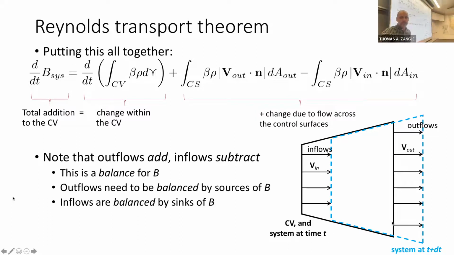So what we're doing here is a balance for B, for the total amount of B. What this is telling us is that outflows need to be balanced by sources of B. So this is our source or sink term. If we have, for example, a lot of smoke being generated within that control volume, remember at the bottom control volume where the smoke generator was, we had a big source of B in that region. That has to be balanced by something, and one way we can balance it is by having an outflow. In fact, that's exactly how it was balanced in that example. That makes sense.